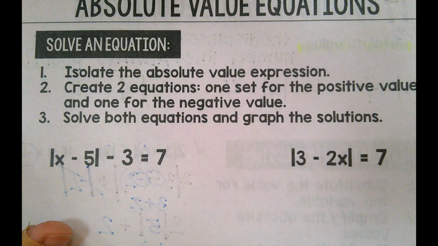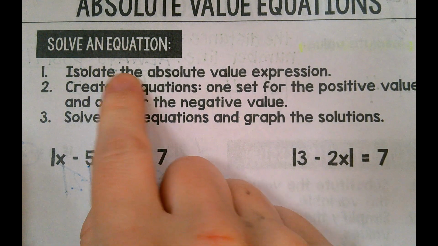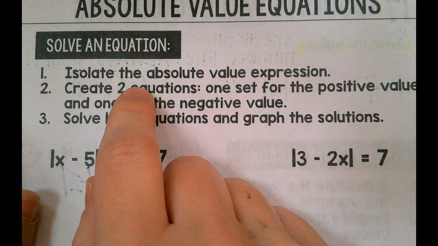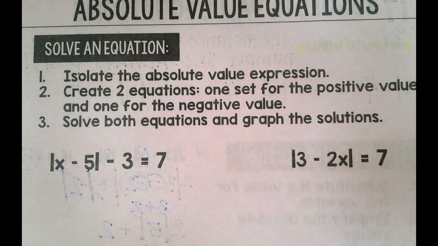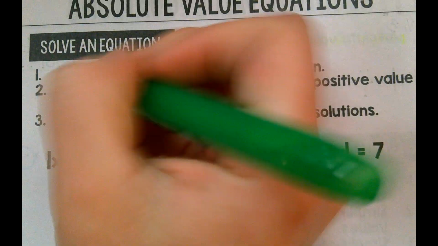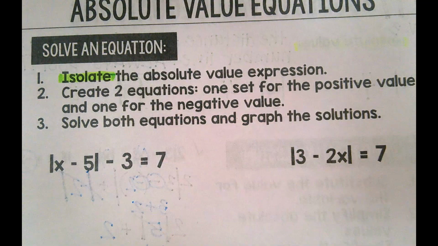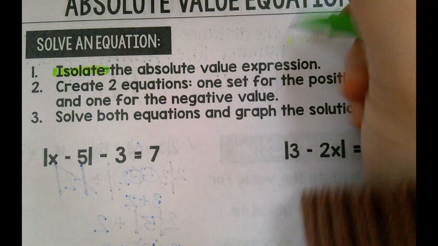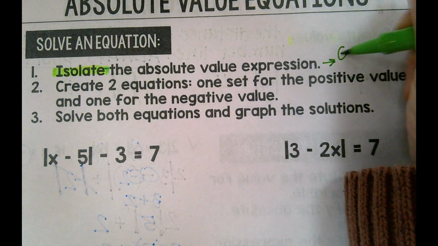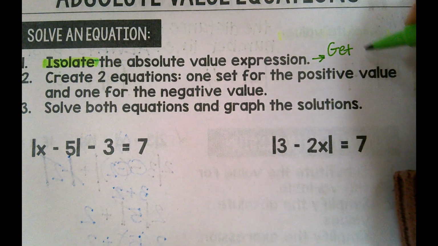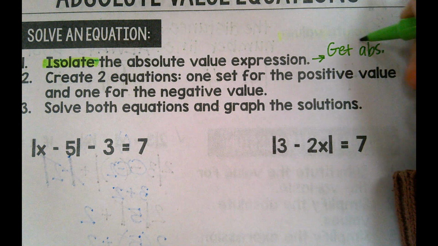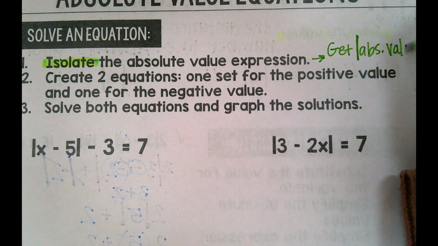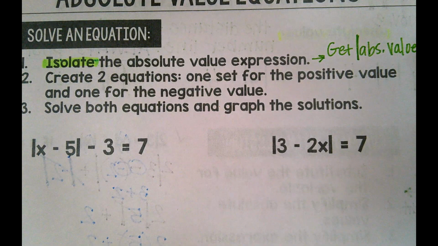There's 3 steps. They're already written down for you. And it says, step 1, isolate. What does isolate mean? Get it by itself. If you're going to forget what isolate means, write it down. Isolate the absolute value expression. That means get the absolute value by itself.